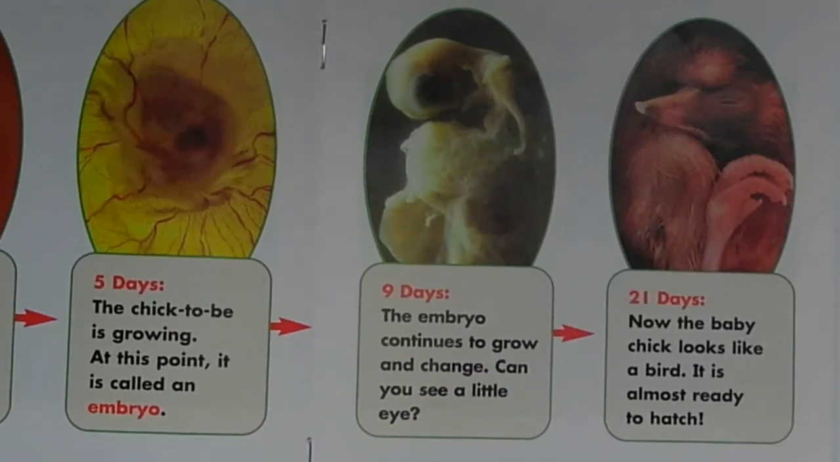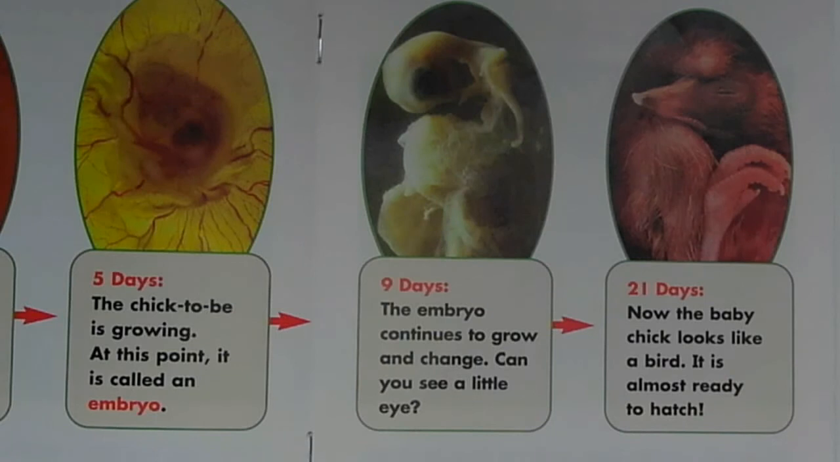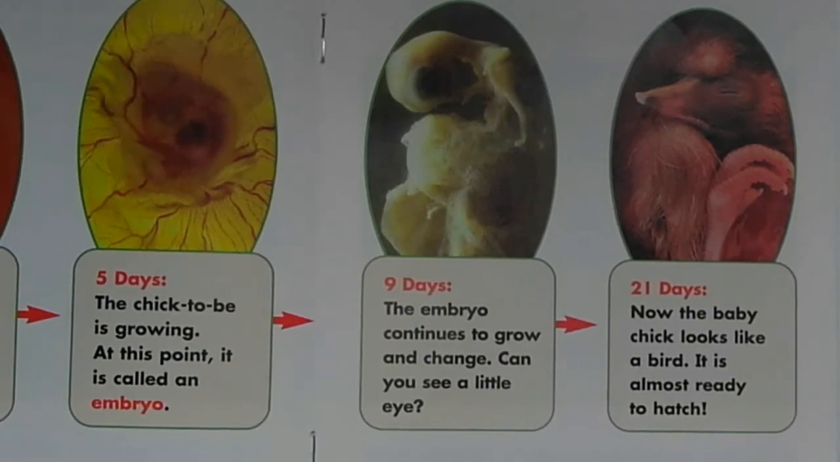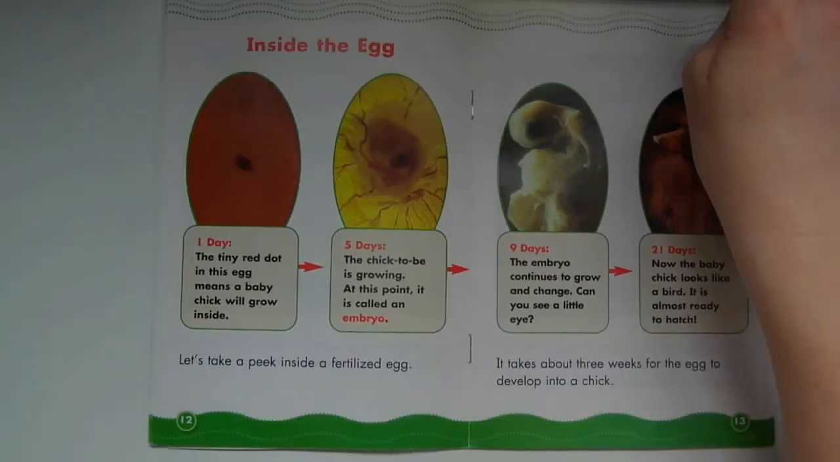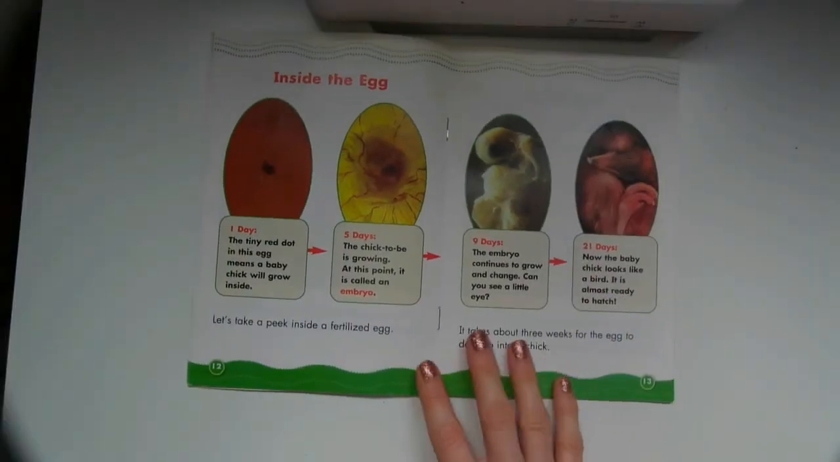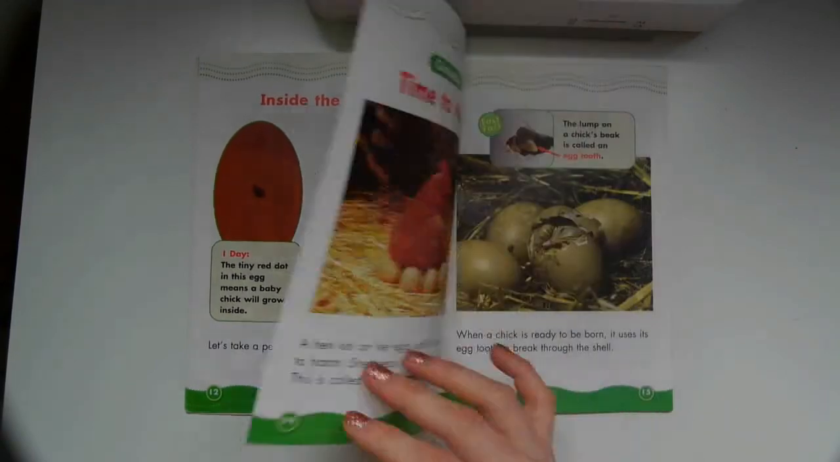And at 21 days, now the baby chick looks like a bird, and it is ready or almost ready to hatch. So it takes about 3 weeks or 21 days for the egg to develop into a chick. And we know that there are 7 days in a week. So 3 groups of 7 is 21.